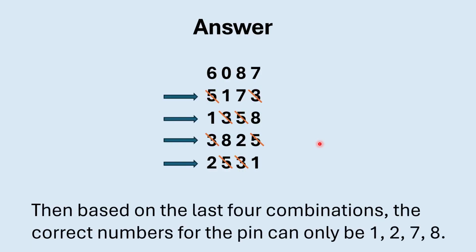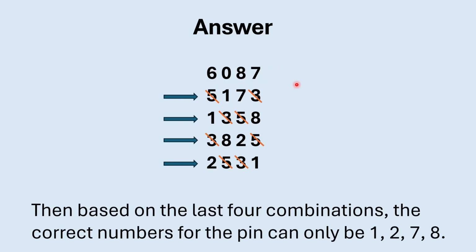And next, based on the last 4 combinations, we can easily see, for example, in the 5th attempt, because there are 2 correct numbers inside, they must be 1 and 2. From the 4th attempt, the correct numbers must be 2 and 8. From the 3rd attempt, they must be 1 and 8. And from the 2nd attempt, they must be 1 and 7. So that means the correct numbers for the PIN can only be 1, 2, 7, and 8. And this can be consolidated from the first attempt because we can see the numbers 7 and 8 here.